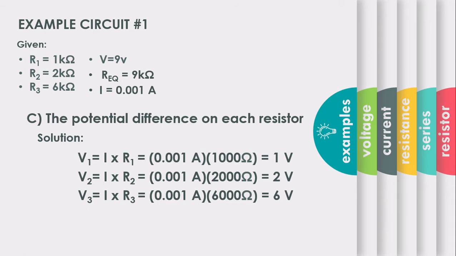We can check that the potential differences are aligned with the given voltage of the example by adding all the potential differences of the resistors, and we got the same voltage, which is 9 volts.